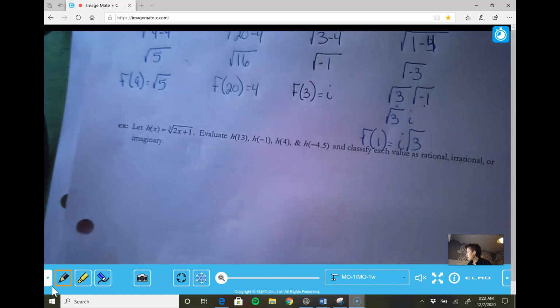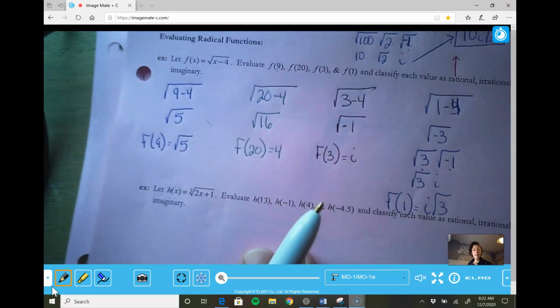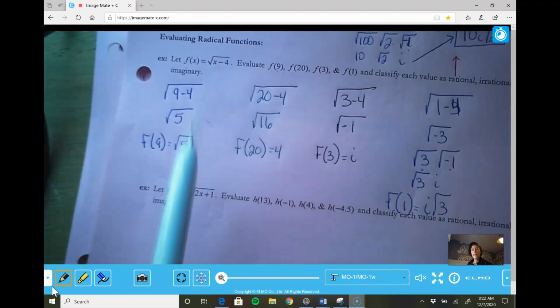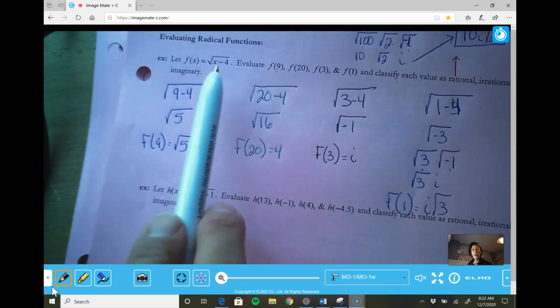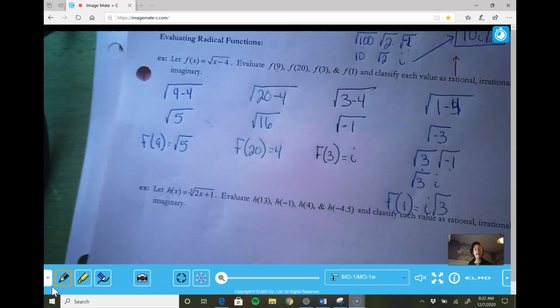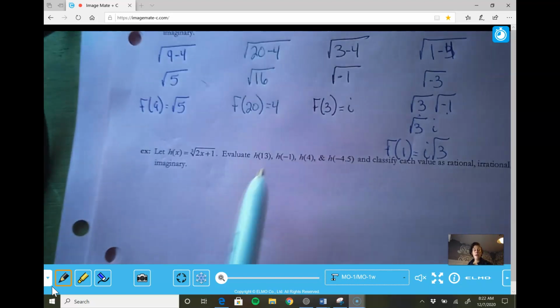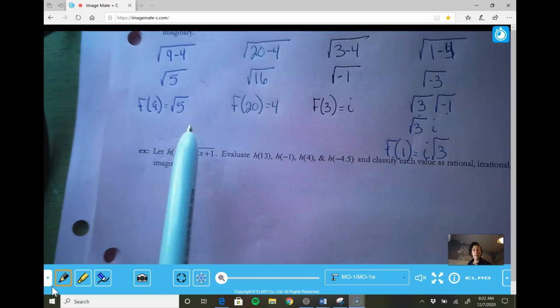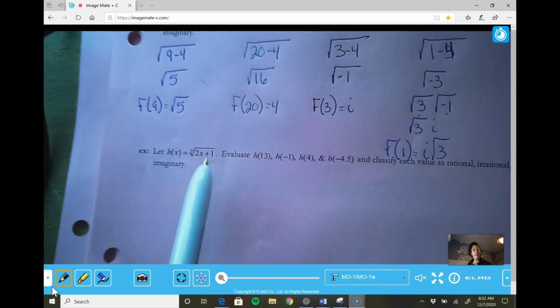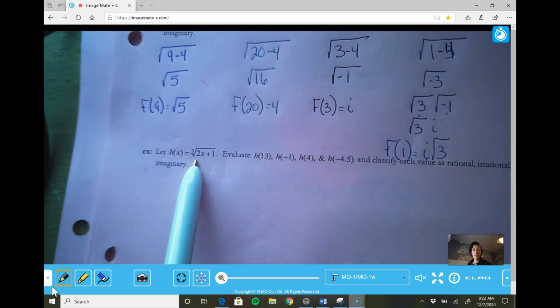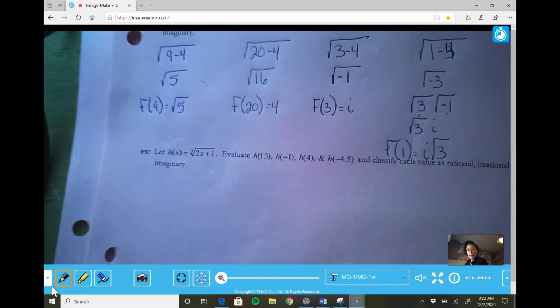So let's try this. The big difference between this example and this example is this is a square root and this is a cube root. So square roots are where I run into issues. I can't take the square root of a negative number, but cube roots I can. So no matter what happens, I'm not going to end up with an i in any of these because I'm taking the cube root of the number. So again, it's just practicing these values.